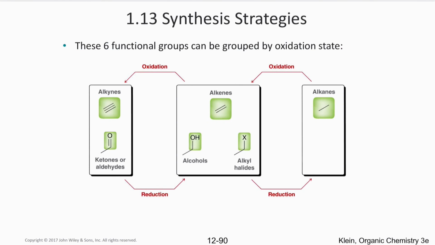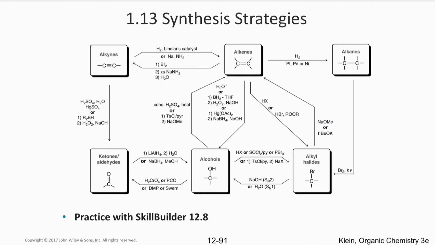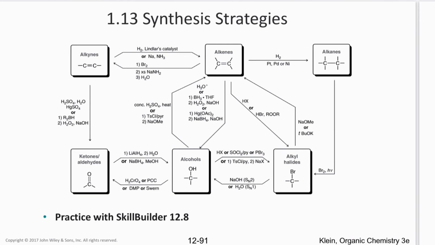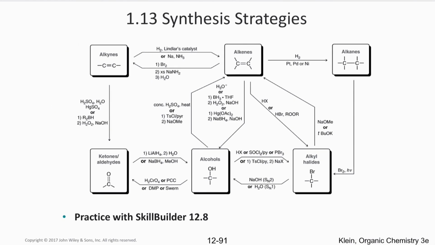If you want to convert alkynes into alkenes, we have to do reduction. The same thing happens with ketones as well. When you want ketones to become alcohols, we use reduction, and for alkyl halides to become alkanes, we use reduction again. So in the forward direction we have reduction, in the reverse direction we have oxidation. So these are the 6 functional groups that can be grouped by oxidation state. I have put the common synthesis strategies in one single page, so you can go through them and look over all the reactions.